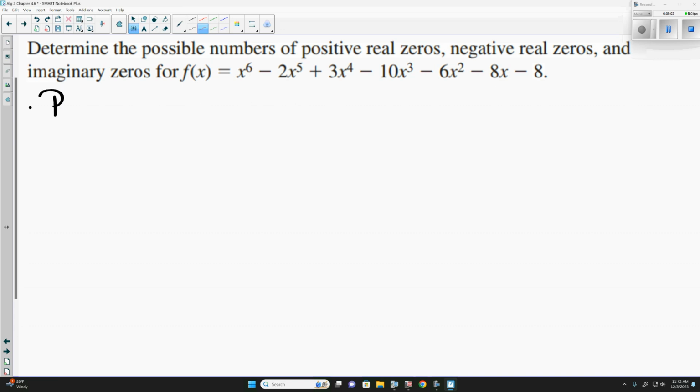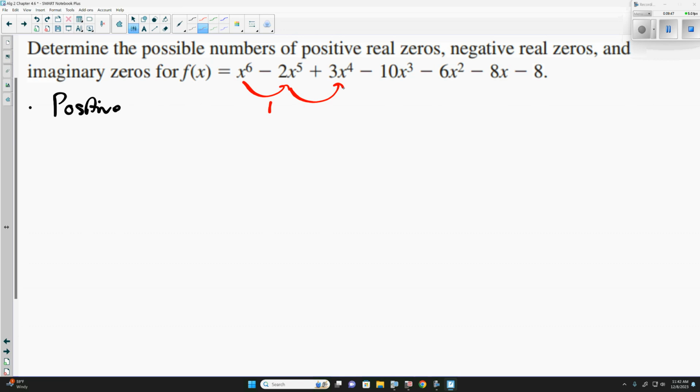So to figure out the number of positive zeros, we take the function f of x, this here, and count the number of sign changes. So if we look at this here, from x to the 6th to x to the 5th, does the sign change? Because the sign in front of the x to the 6th is what? Positive. Sign in front of x to the 5th is negative, so did it change? It went from positive to negative, yes? So that is one sign change.